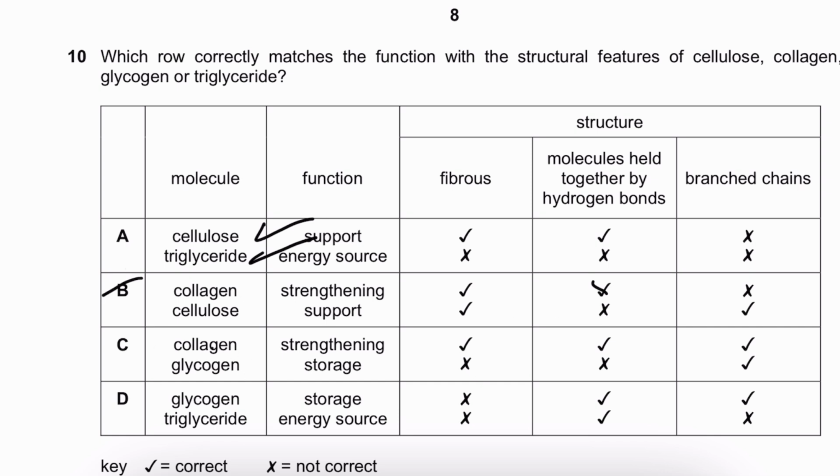Collagen, glycogen, let's see. Collagen, strengthening, fibrous, molecules not held together by hydrogen bonds. C is wrong. Glycogen storage, not fibrous. Actually, glycogen is fibrous. Molecules held together by hydrogen bonds? Well, they could be, but it's not exactly polar, and it's different from cellulose in structure. Branch chains, yes, branched. However, again, triglycerides are not held together by hydrogen bonds, so it's really A.